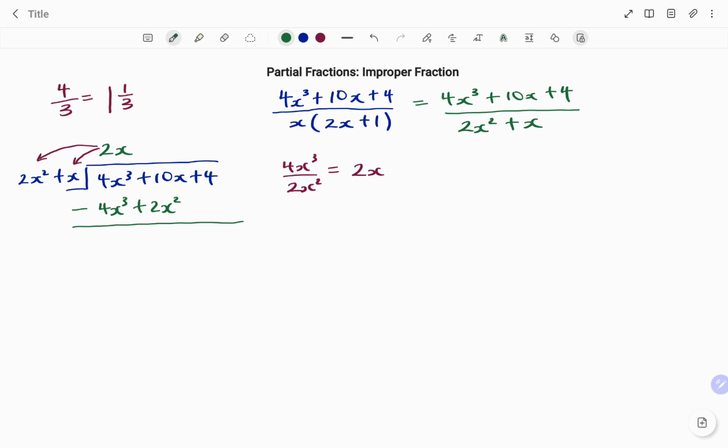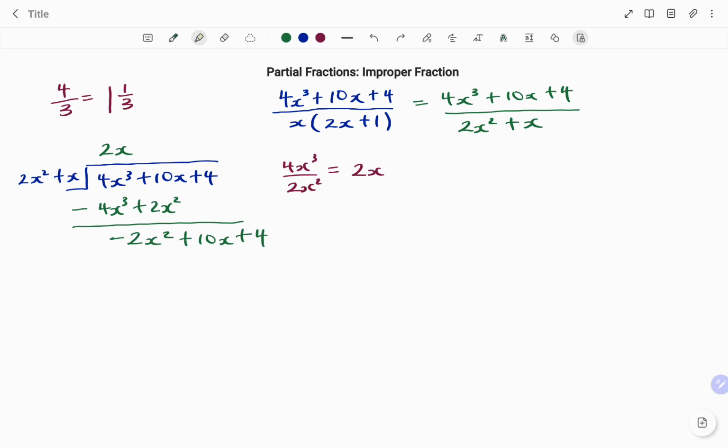Then I only have the term in 2x squared, but because it's the expression at the top subtracting the expression at the bottom, I'm going to have minus 2x squared. Then I have 10x minus 0, so that's plus 10x. Then I have 4 minus 0, that's plus 4. The next step, I'm going to take the first term again, that's minus 2x squared divided by 2x squared.